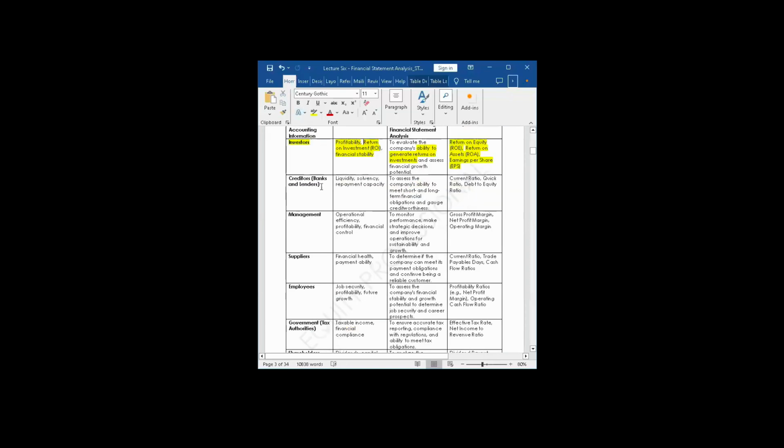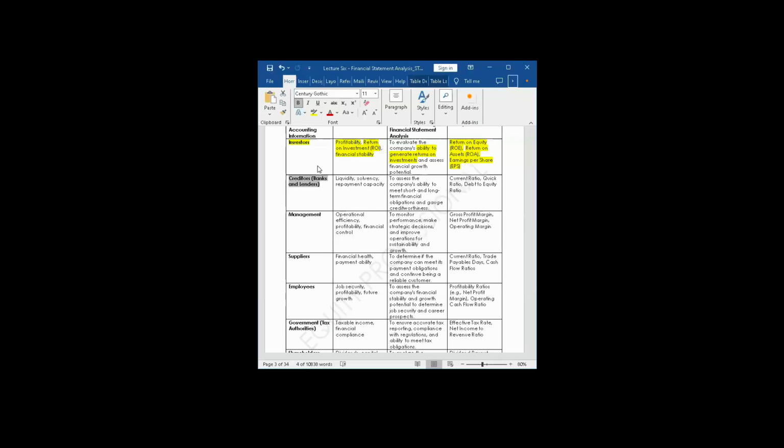So let's look at another user: creditors, banks and lenders. These are the set of people who lend money to the organization to do business. So the question becomes, what sort of information will they need? What is their interest? Their interest is the money we have lent to this company. Will they be able to pay it back when it's due for payment? Simple. That is their interest.